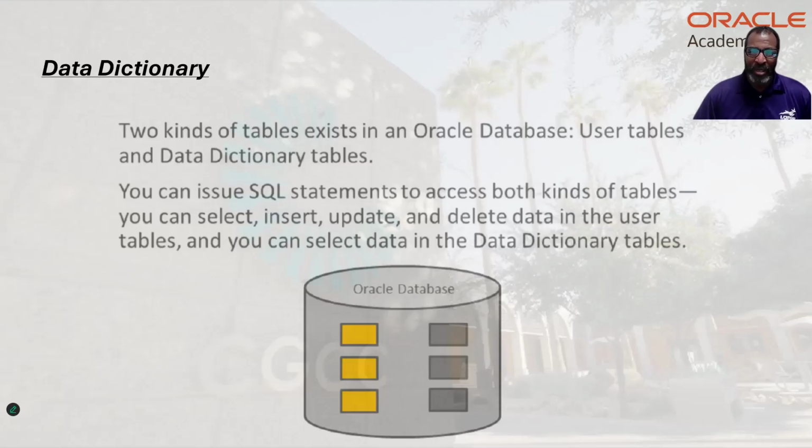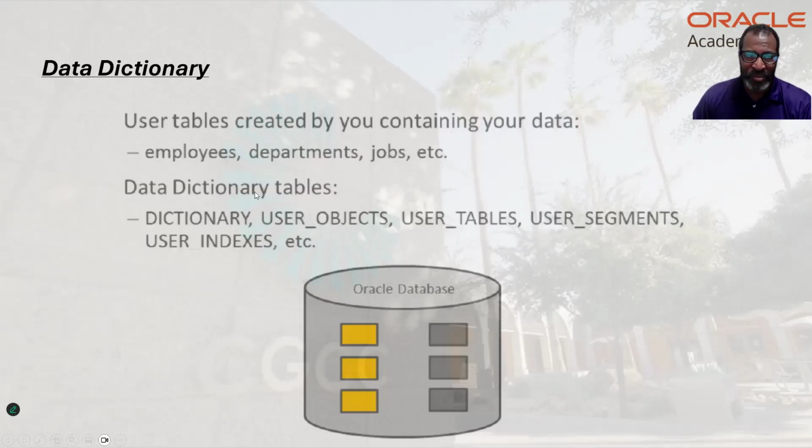So, two kinds of tables exist in the Oracle database. We have the user tables and the data dictionary tables. Now, the user tables, you've seen them. It's when you look at that little schema that we have running of our little company with departments and employees, et cetera. You can issue SQL statements, so you can write queries to both the user tables and the data dictionary. So user tables, as I said, are employees, departments, jobs, et cetera.